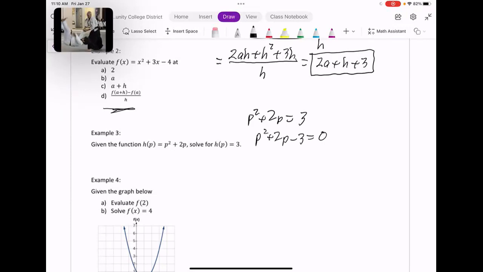And this one factors. If it didn't, you would have to use the quadratic formula, of course. This tells us that p is negative 3 and 1.